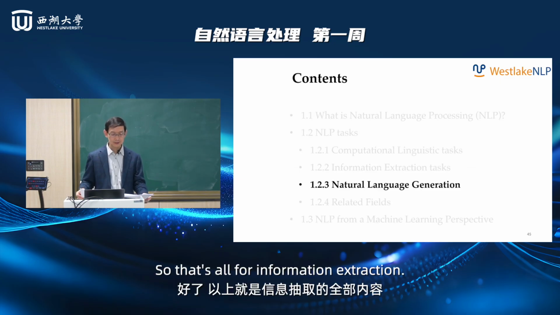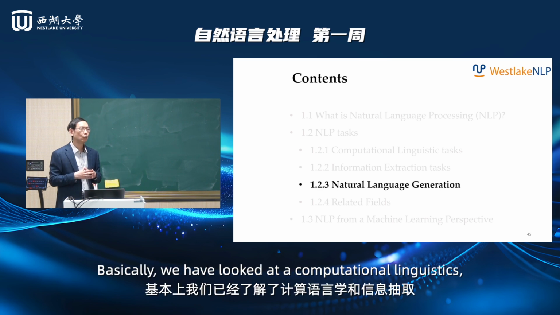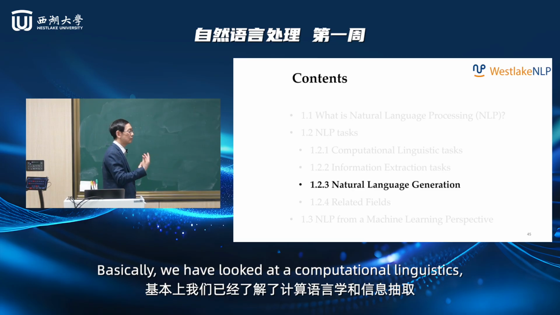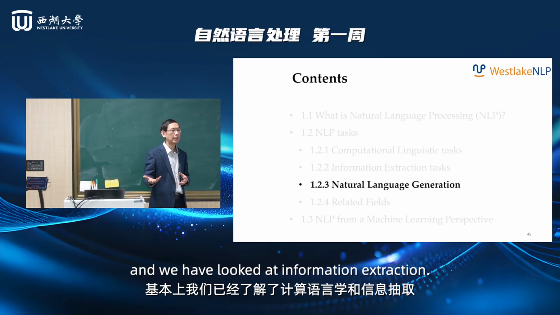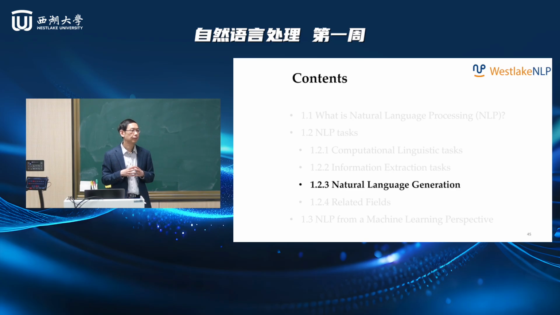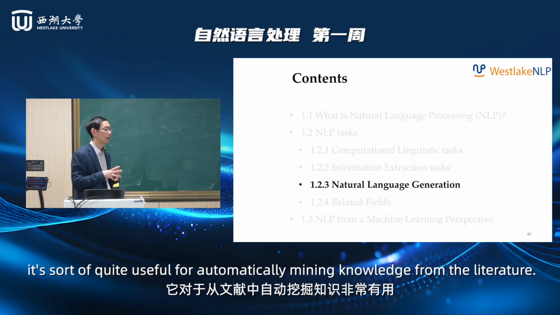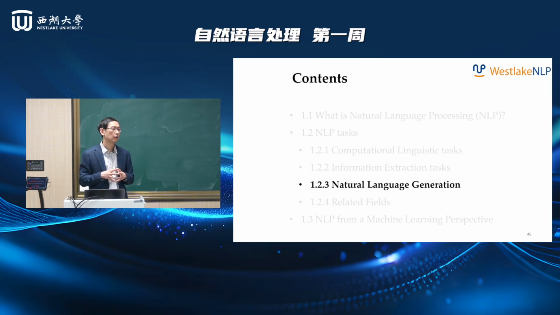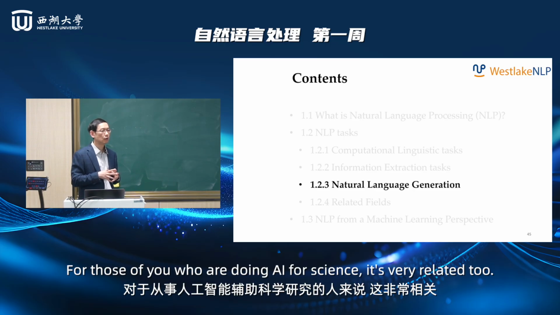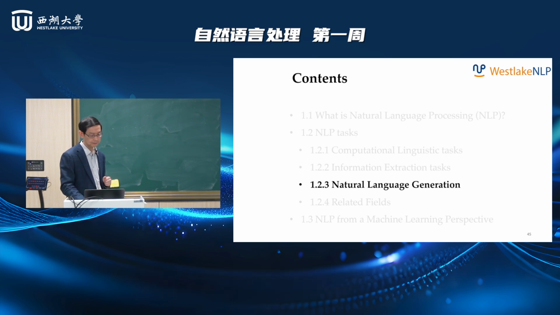All right, so that's all for information extraction. So basically, we have looked at computational linguistics, and we have looked at information extraction. One last comment about information extraction is it's quite useful for automatically mining knowledge from the literature, right? So for those of you who are doing AI for science, it's very related too.